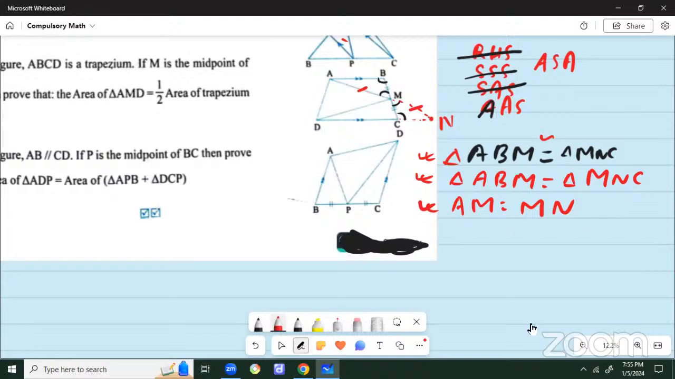Now, why I'm saying this is because if this happens, then in triangle ADN, can we say that the area of triangle ADM equals the area of triangle DMN? When AM equals MN, in triangle ADN, can we say the area of triangle ADM is equal to the area of triangle DMN? Can we say?